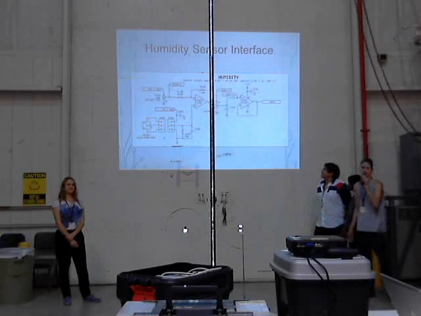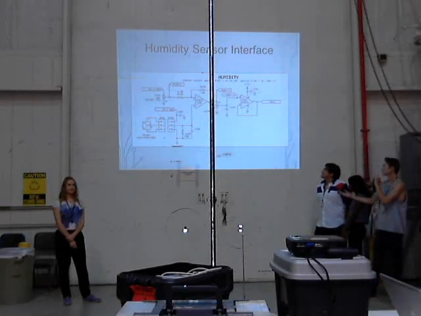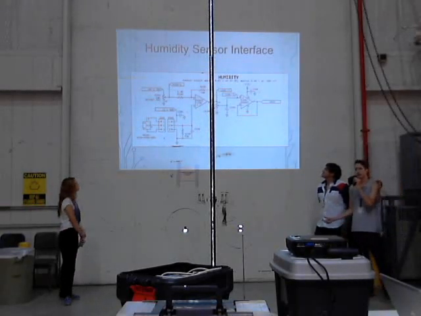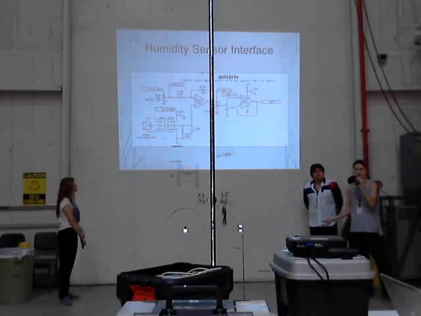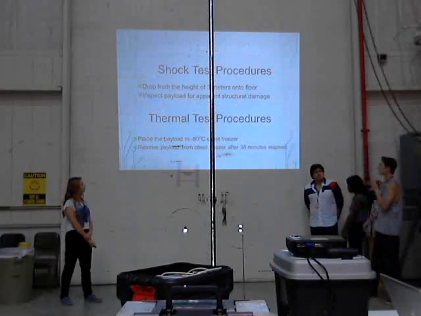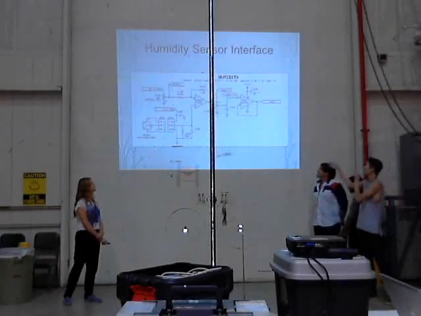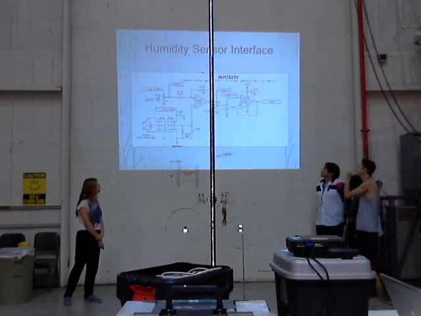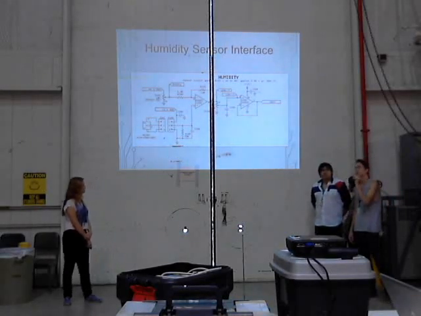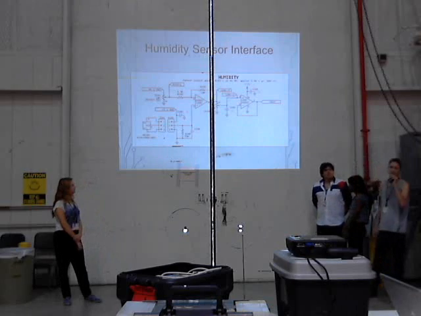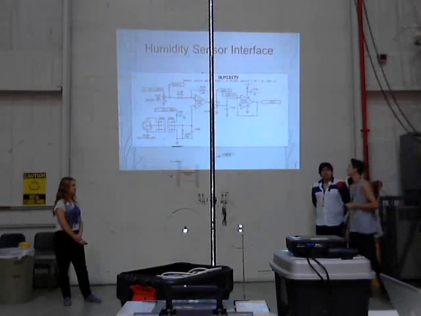And finally, our humidity sensor interface. We just have your average humidity sensor that was provided for us by the program. And we'll have a potential difference of 0.83 volts at 0% relative humidity and approximately 3.98 at 100% relative humidity.